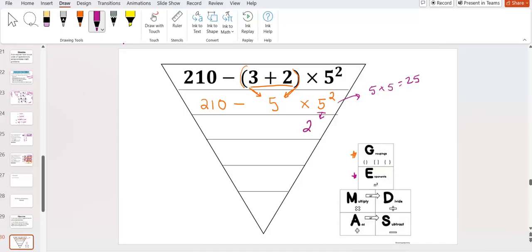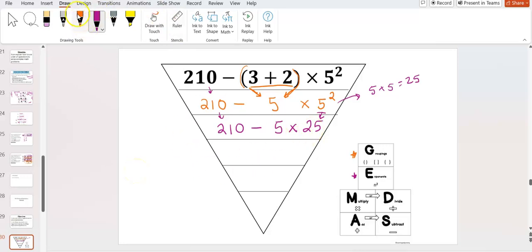So I'm going to go ahead and write my answer here. And then again, I'm rewriting. I'm just dragging down all the pieces I haven't touched underneath it to make another equivalent expression. So I went from 210 take away 3 times the quantity, in parentheses, 3 plus 2, times 5 squared, to 210 take away 5 times 5 squared. Now I have 210 take away 5 times 25. And I'm going to do it again.